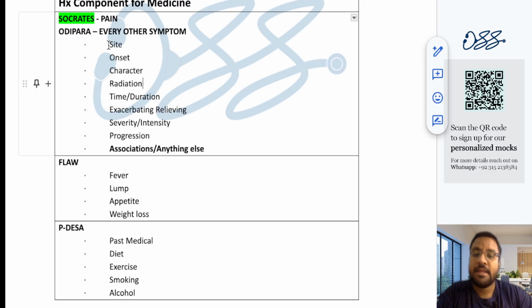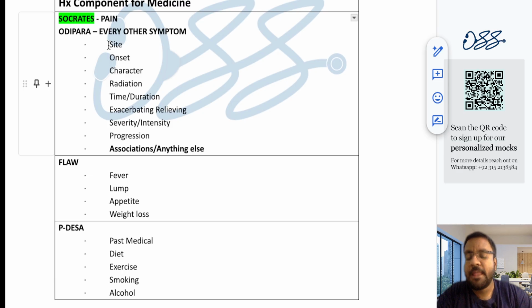Then you're going to ask about the onset. Can you please tell me, did it begin suddenly or did it begin gradually? No doctor, it was just sudden. All of a sudden I started having chest pain. No doctor, I was having some discomfort in my chest for a couple of weeks, and now it is increasing in intensity. Okay, so that is how you're going to ask about the onset.